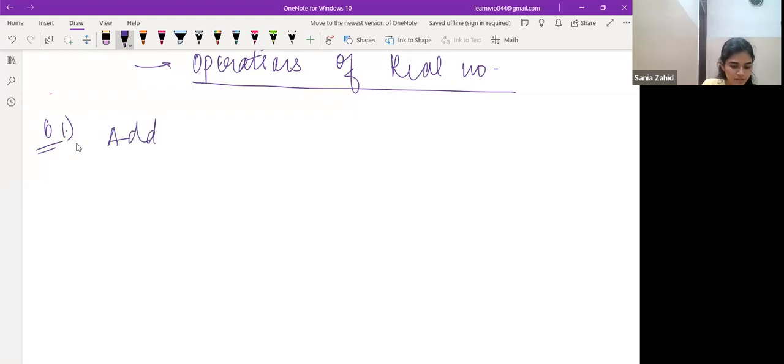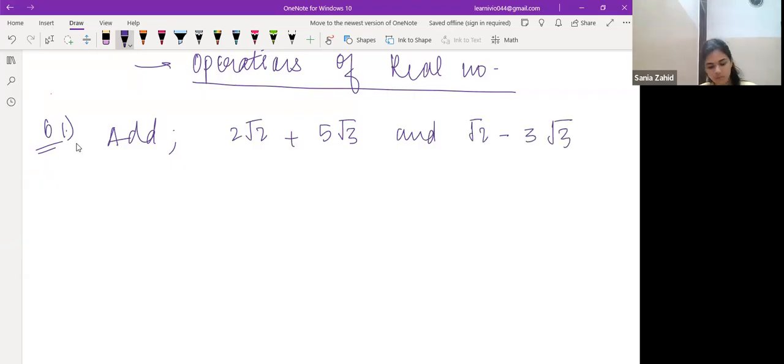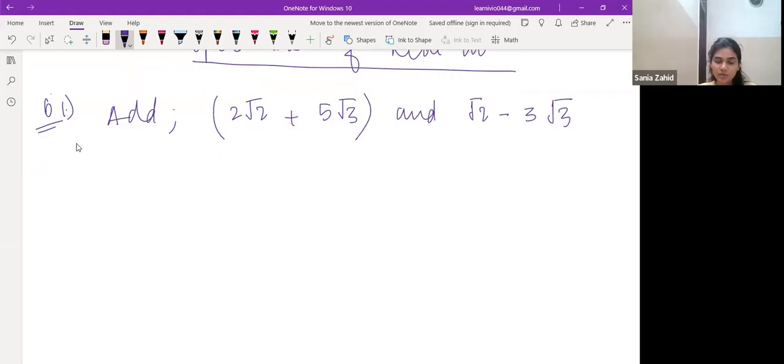So let's do this question. Add 2 root 2 plus 5 root 3 and root 2 minus 3 root 3. Okay? What you have to do over here is add; this is one of the numbers and this is the other number, and now you have to add them. So children, how do we perform operations on rational and irrational numbers?